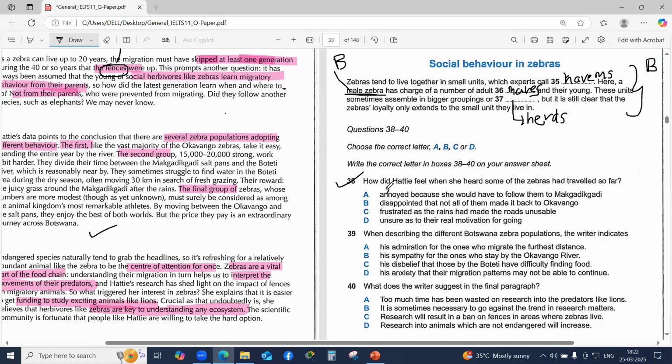Was she annoyed? No. Was she disappointed? No. Was she frustrated? No. She was unsure as to the real motivation for going. 38 answer is D, because she was unsure. She was confused. That raised a question even more difficult to understand, is giving us the answer as D.